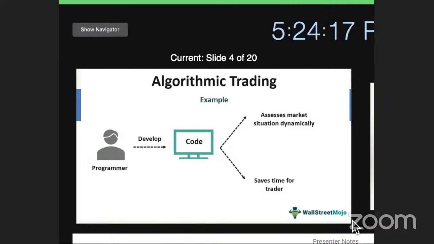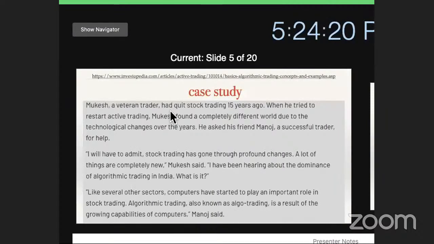Let's take a case where Mukesh is a trader. He used to do trading 15 years ago, when trading was based on human expertise and stock trader advice, let's say in India. When he tried to restart active trading after 15 years, Mukesh found that the stock trading world was entirely different now because of a lot of change in technology. So he has a friend who is a very successful trader called Manoj.